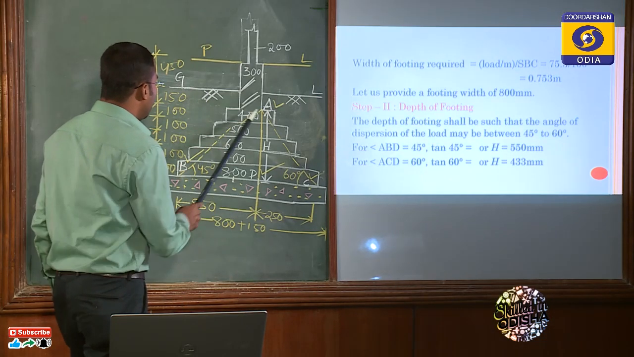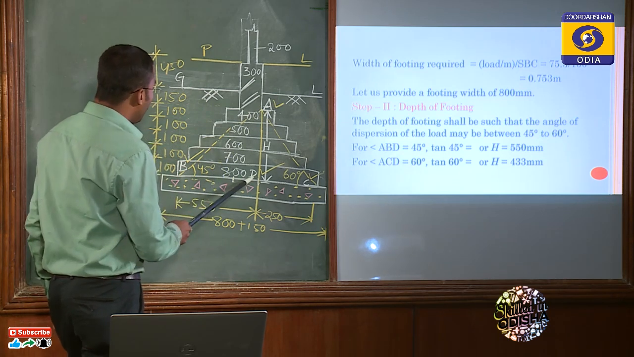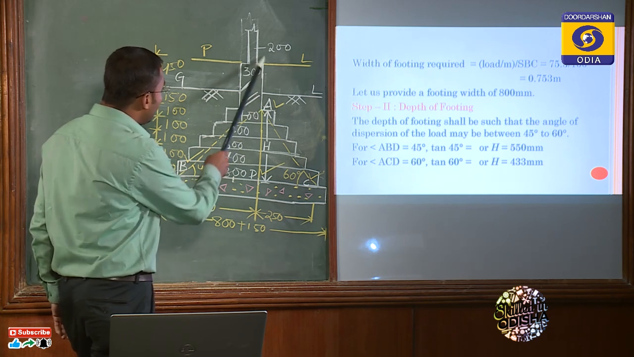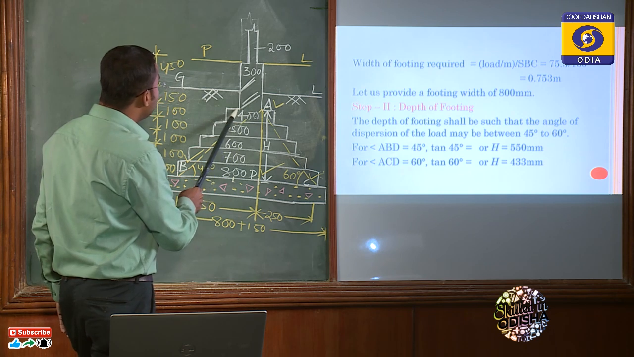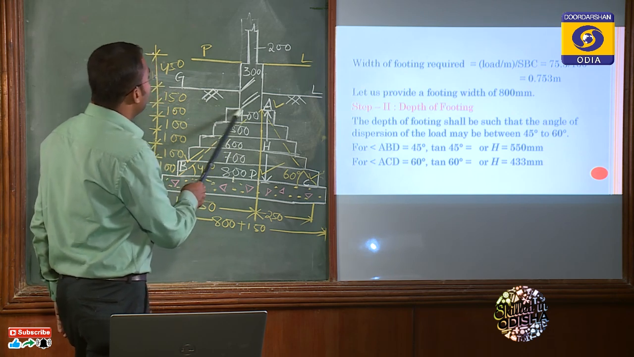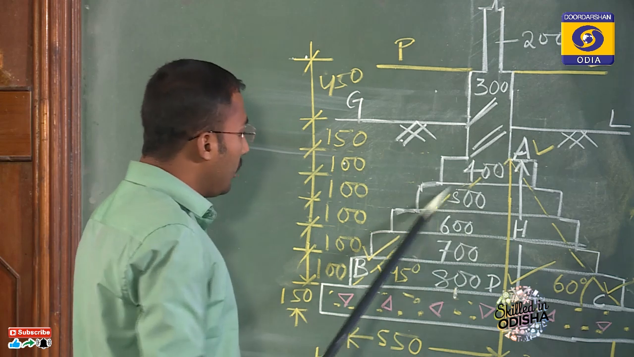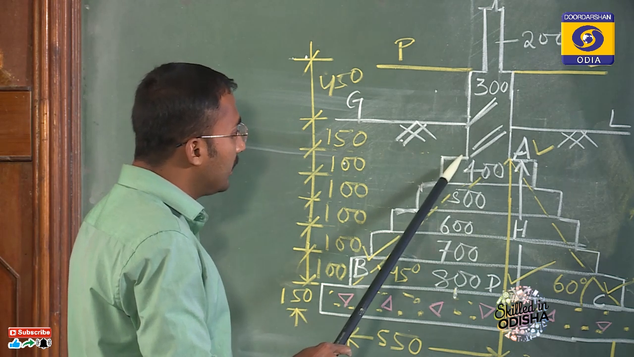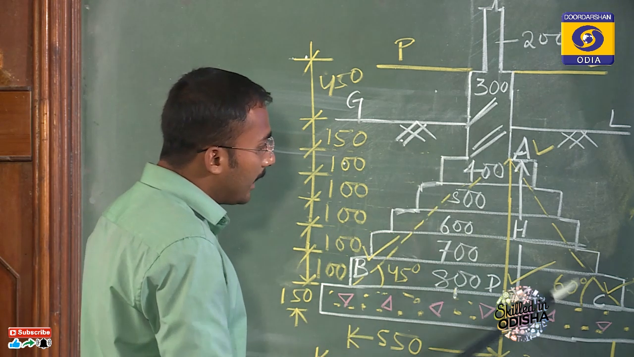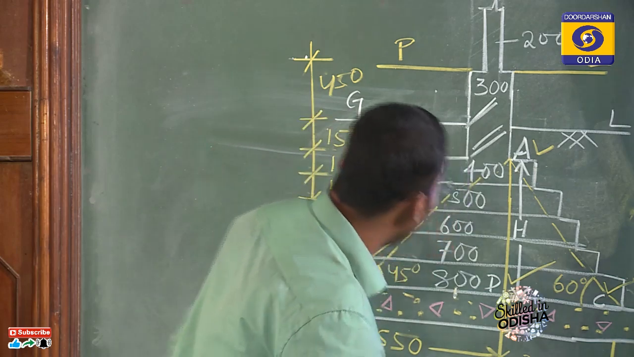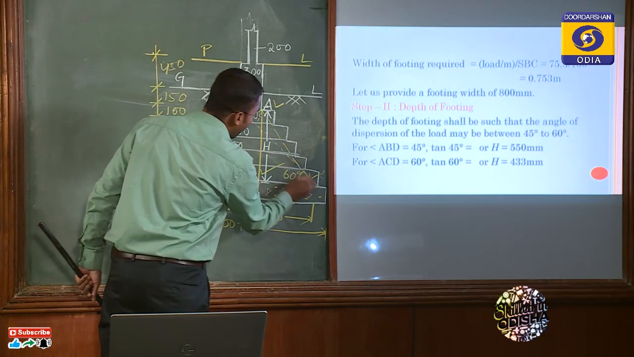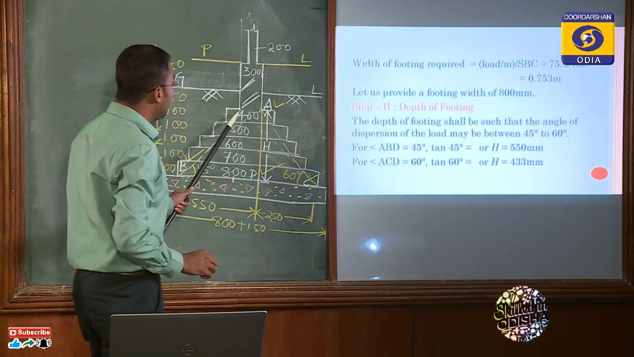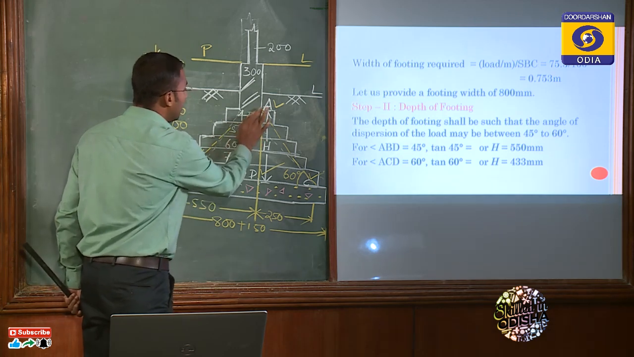Angle ABD will be 45 degree, because we are taking the line. This is the outer line of the wall, this is the other outer line of the wall. So if we draw this angle of 45 degree, it will touch here. This will be like this if we draw from this side, and I have drawn from this side.